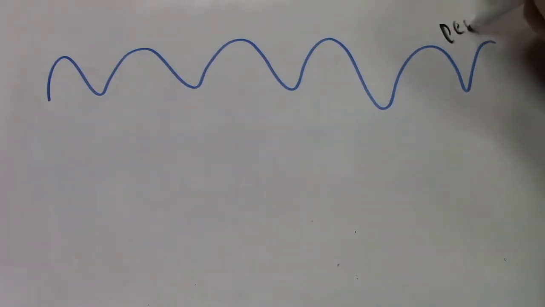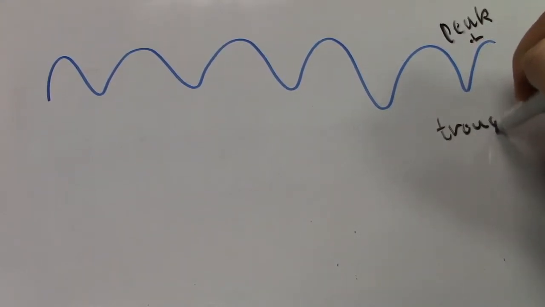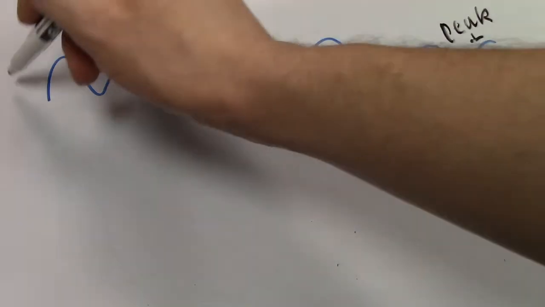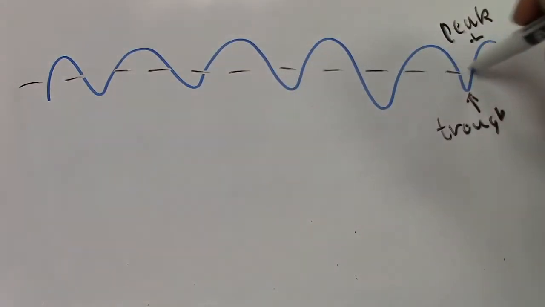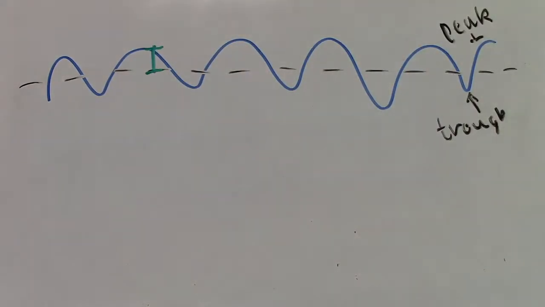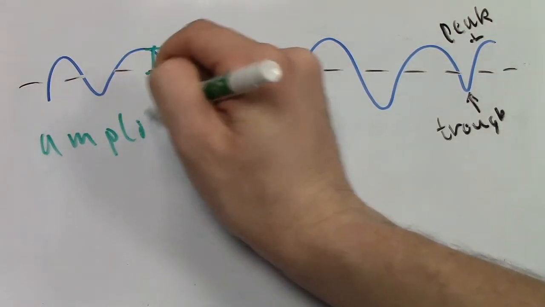Now, the tall points are known as peaks, while the low points are known as troughs. And it is also typically a good idea to identify the center of a wave using a center line. Now, there are several things we can measure on waves, one of which being the amplitude, which is the distance from a peak to the center line, or from the center line to a trough. They're all the same distance.